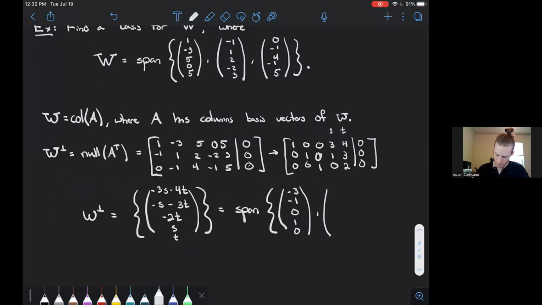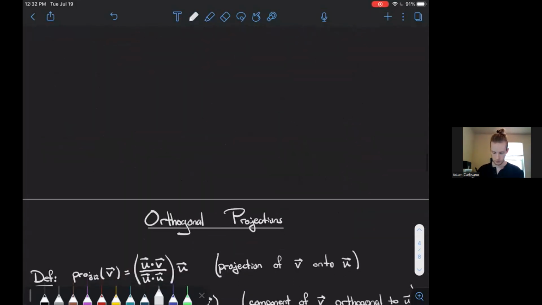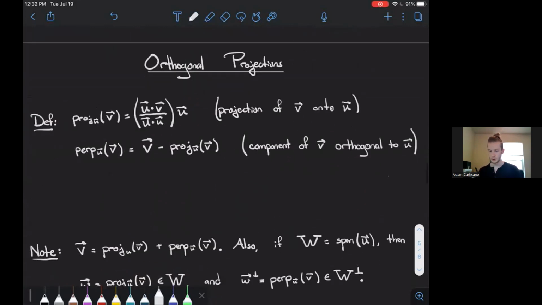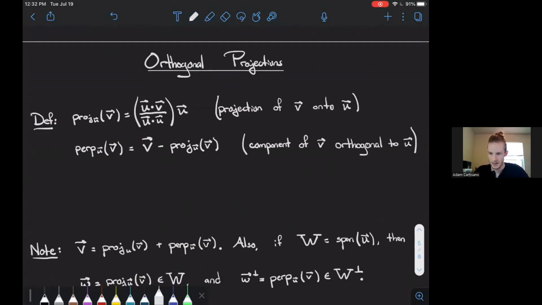And -4, -3, -2, 0, 1. Okay. One way that you can check that this is honestly the null space is to take these vectors and multiply them by A transpose. You should get 0. So that was the discussion surrounding orthogonal complements.